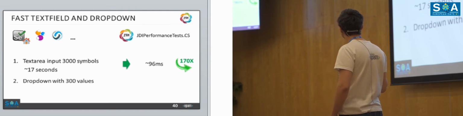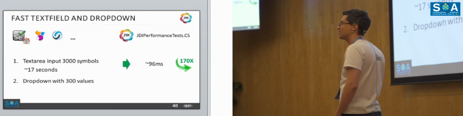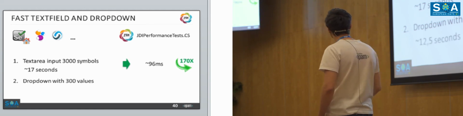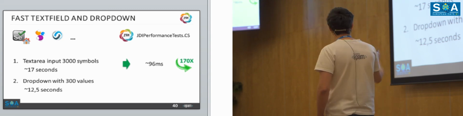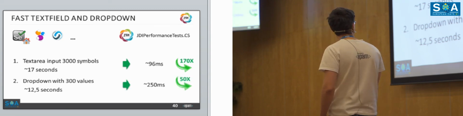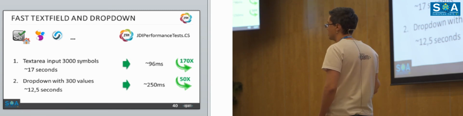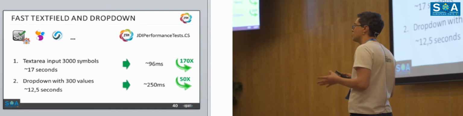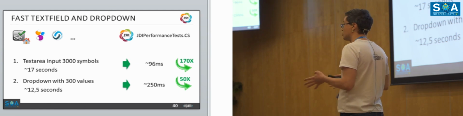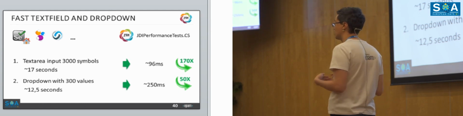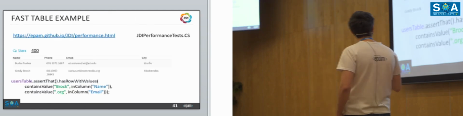For the drop-down with 300 values, any guesses? Okay, I will say it's about 12 seconds. It depends on the elements, but in our example, it's about 12 seconds. With JDI, you can do it in 100 milliseconds. You can also do it with Selenium, but this needs really good experience in Selenium and writing JavaScript to do this. That's it.